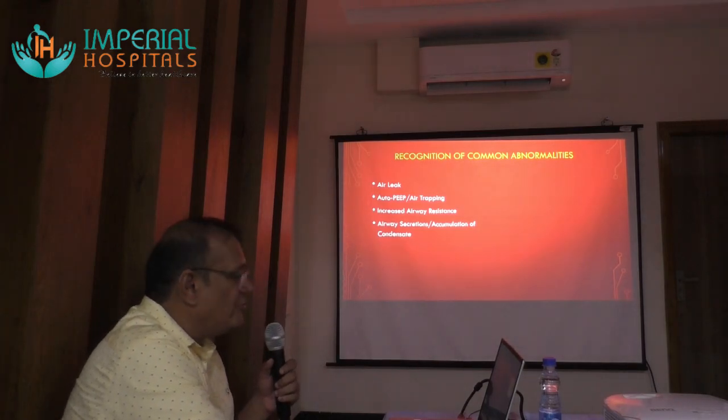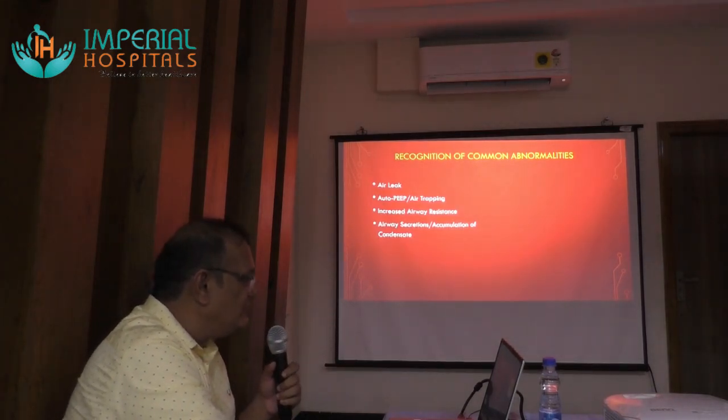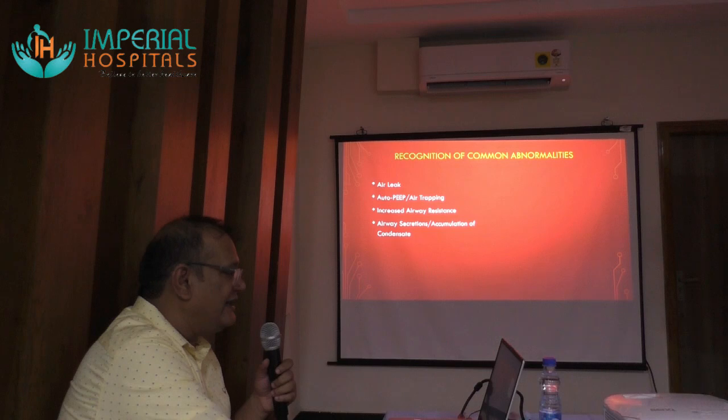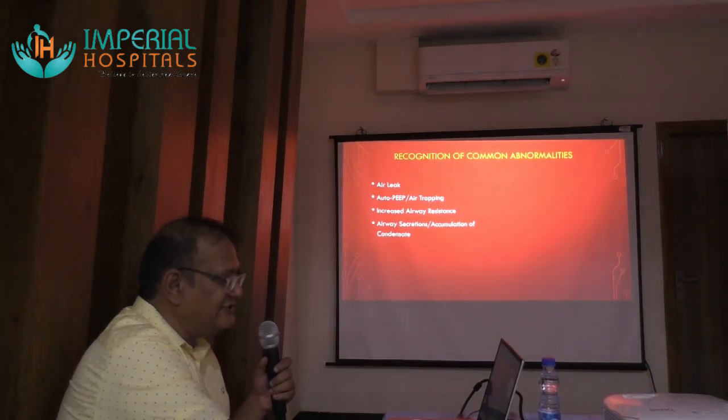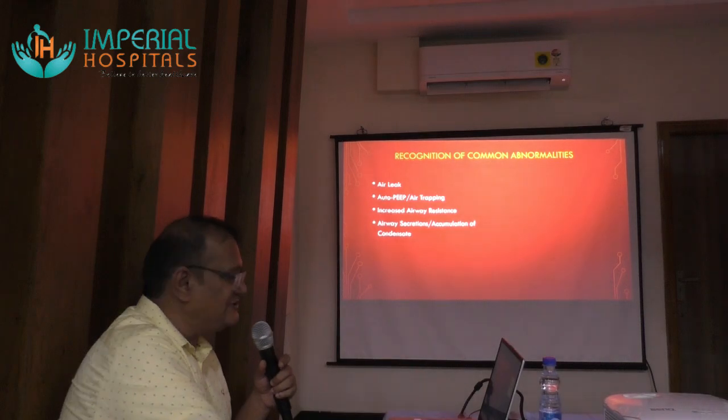And what are the abnormalities that we can recognize through these loops? We can find out air leaks. We can find out auto PEEP and trapping of air. We can diagnose increased airway resistance, and we can diagnose airway secretions and accumulation of condensate in the tubing.